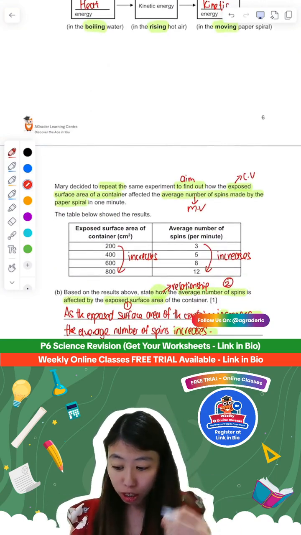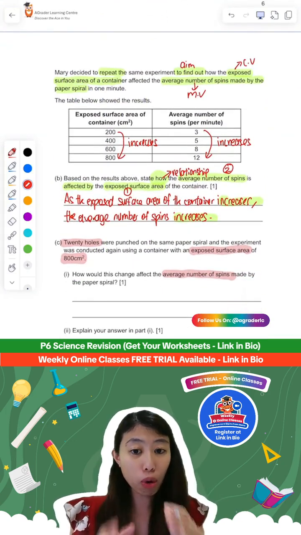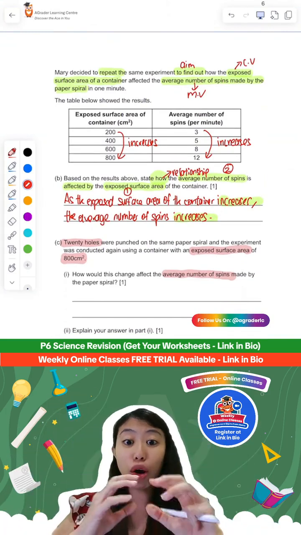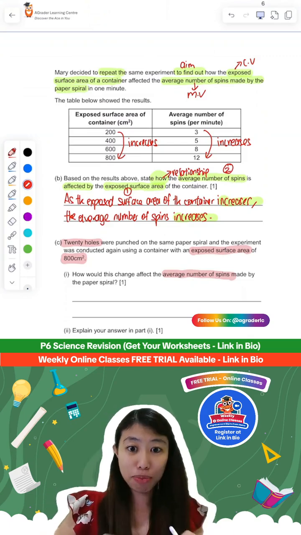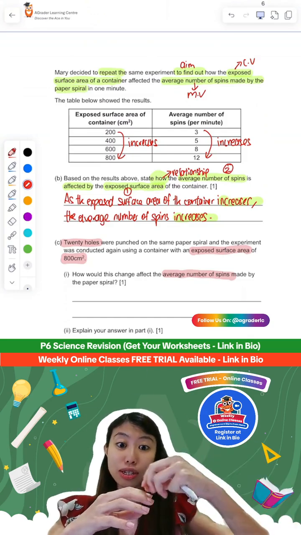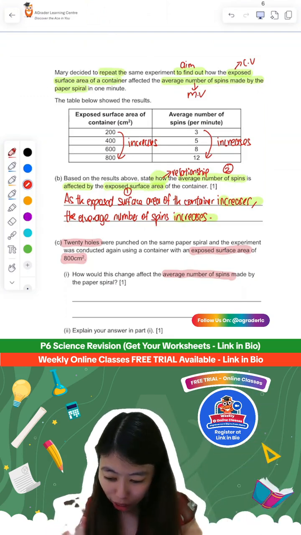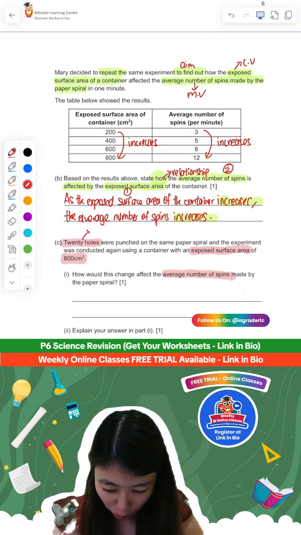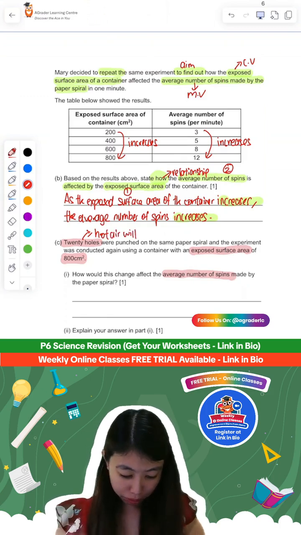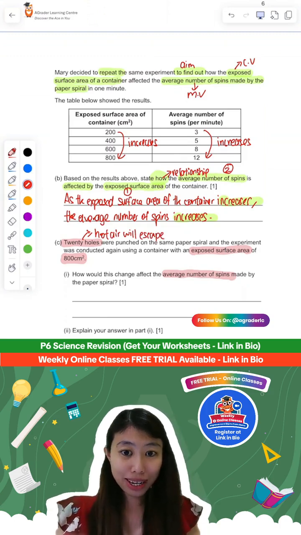Yes, it will spin lesser. Okay? Why? Because what will happen when you poke holes? The hot air will escape. So when the hot air escapes, there is lesser conversion of energy. Okay, because since hot air escapes, there's lesser heat energy because some of the heat escapes together with the rest of the hot air. So take note that if you put holes, hot air will escape and hot air will pass through. So there will be lesser energy conversion here.